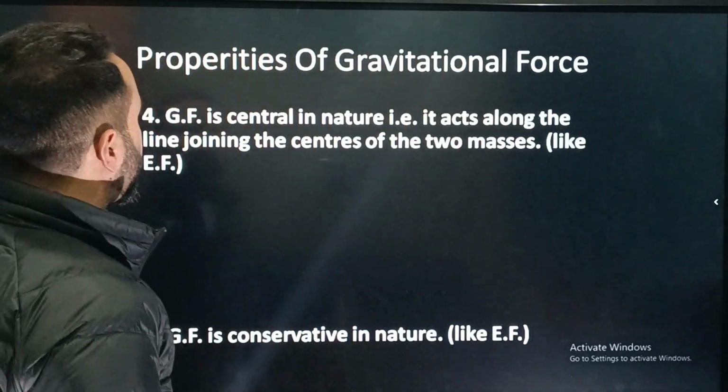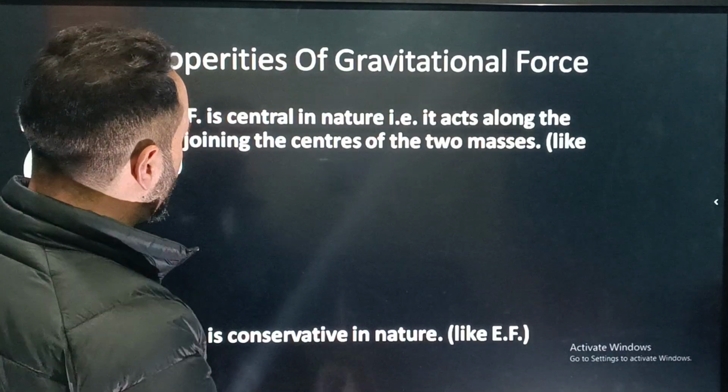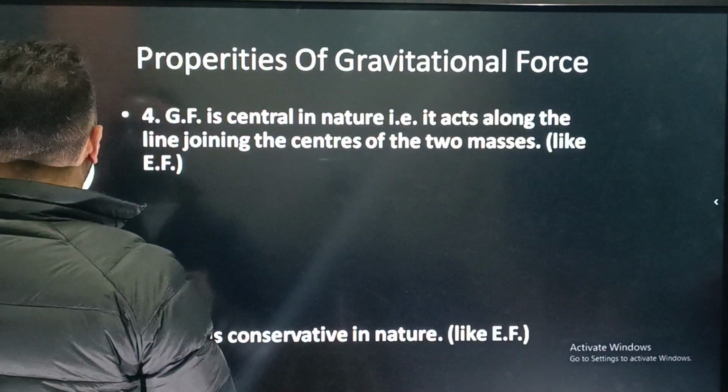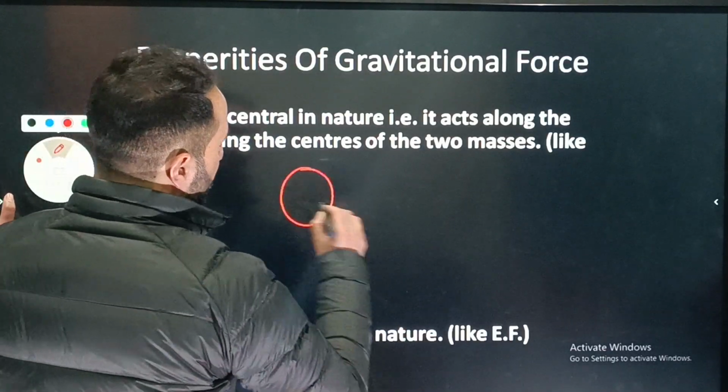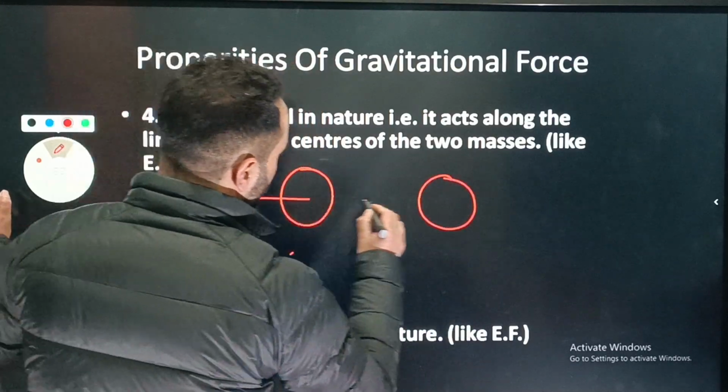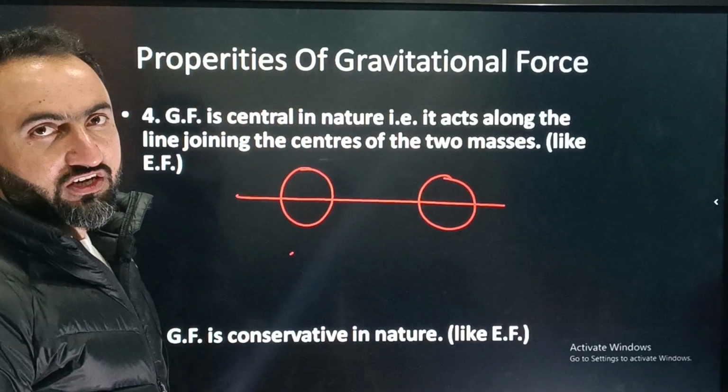Property number 4: gravitational force is central in nature. What does central imply? Most of the students know it, I think. For example, these are two particles. This is particle 1, this is particle 2. This is the line joining the centers of the two masses.